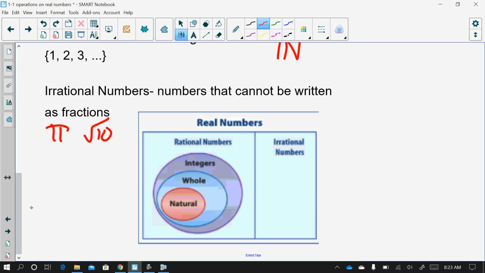Notice the Venn diagram includes all of this. The irrational numbers and the rational numbers are all grouped in. Those two don't overlap at all. You're either rational or you're irrational. So the rational numbers are where we get interesting.